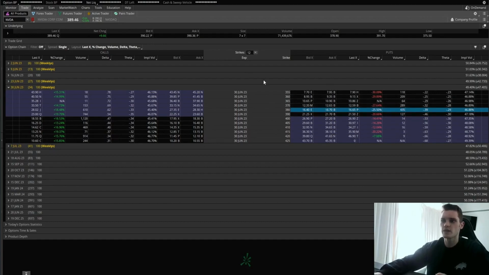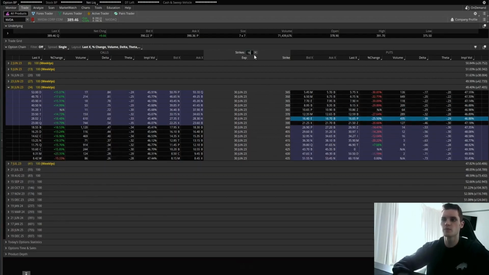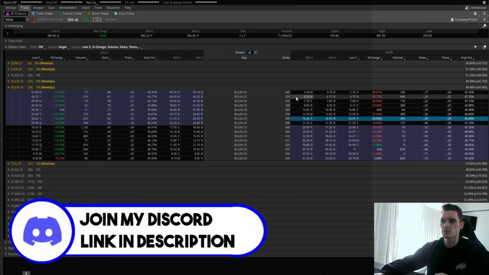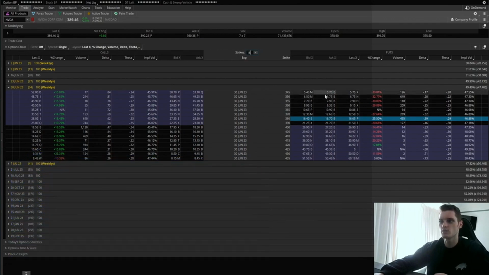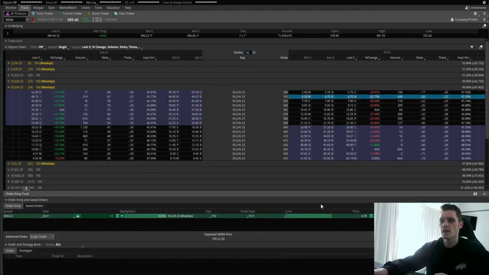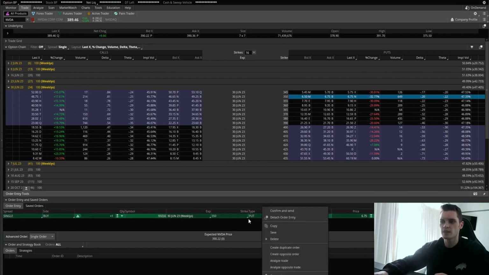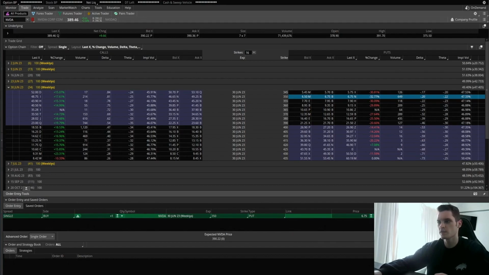For example, let's say we're expecting a relatively big move. We can make these strikes, make it show more strikes by doing that. But let's say we expect to move to $350. What we can do is go and buy a 350 put. And again, you can see that's all you would really have to do. It would cost you $675 to buy it near enough at the market. And then you just click confirm and send.